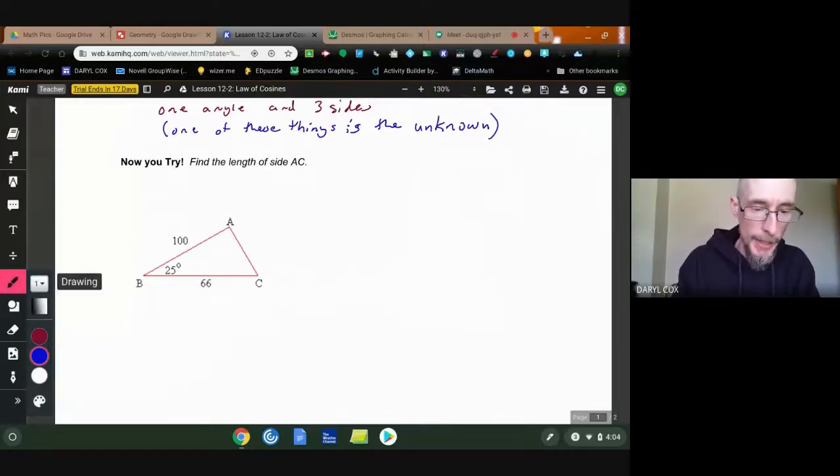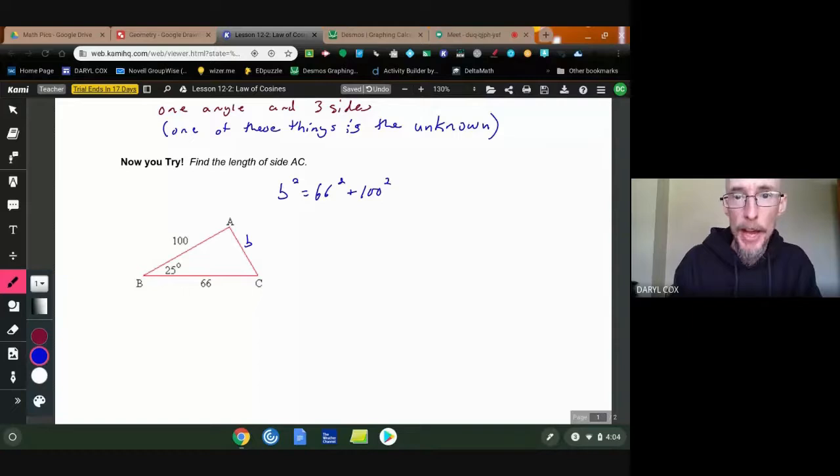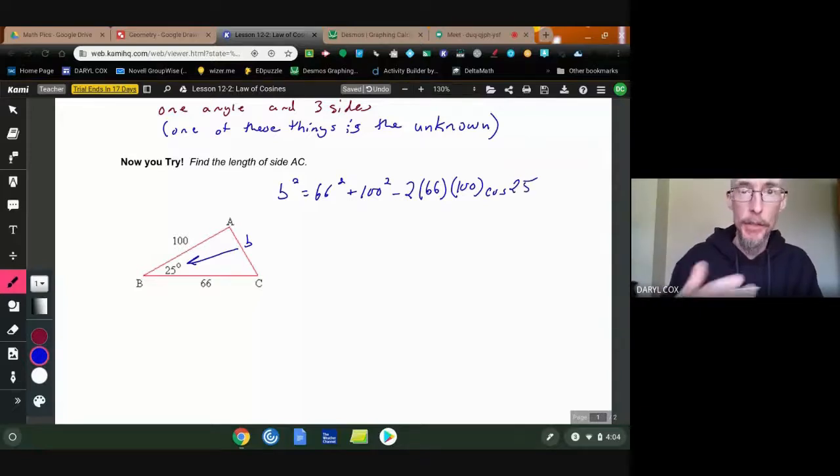So side AC is my variable. Since it's across from B, I'm going to call it side B, just for something to call it. So B squared equals 66 squared plus 100 squared. That's basically the Pythagorean theorem part. Minus 2 times 66 times 100 times the cosine of the angle that's opposite that side, so 25. All right. Once you've got that written out, now we can start trying to figure our way through all of it.